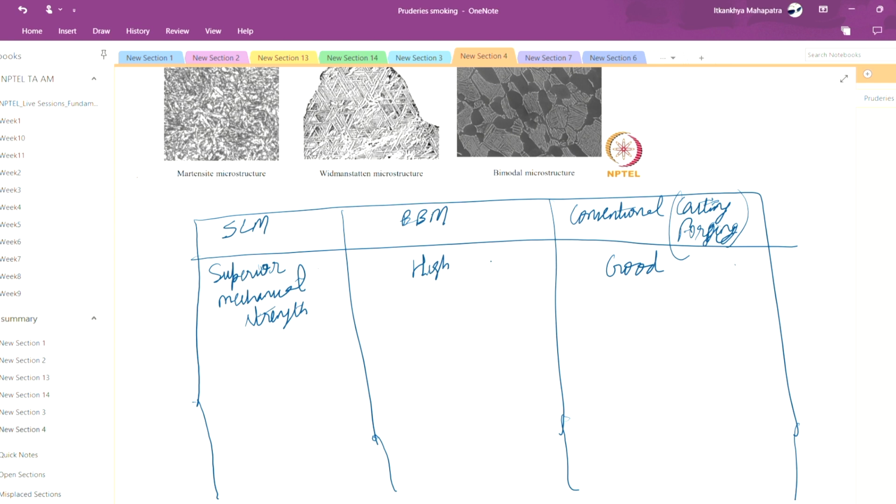Now 3D printing components always have higher elastic modulus or stiffness as compared to forging or conventional manufacturing processes. But the problem is the ductility. Because of residual stresses, ductility is not very high here. In the SLM process, we have low ductility. Average. Good ductility.